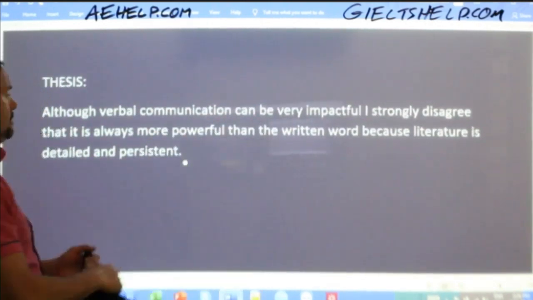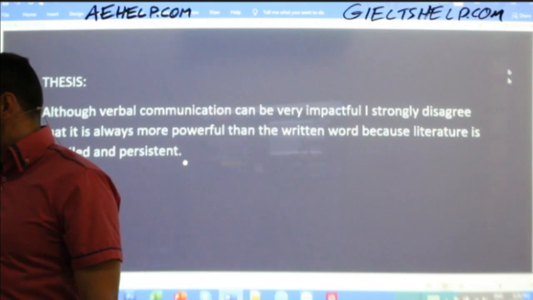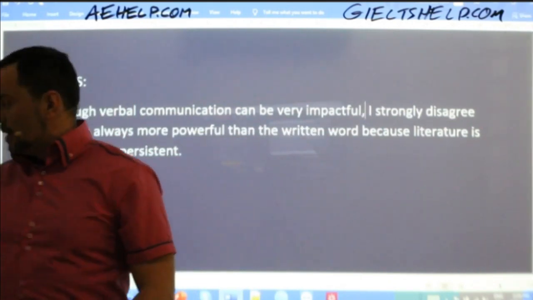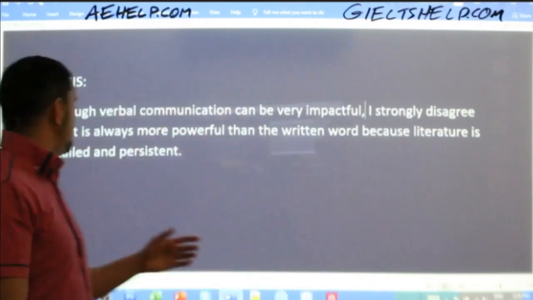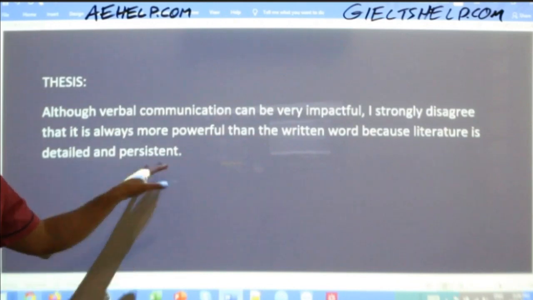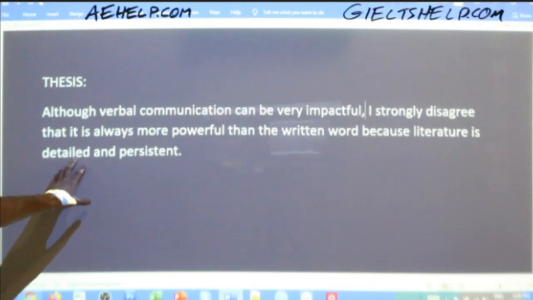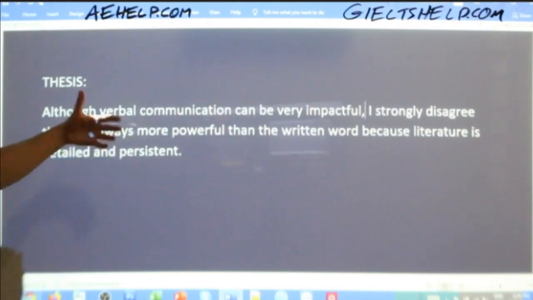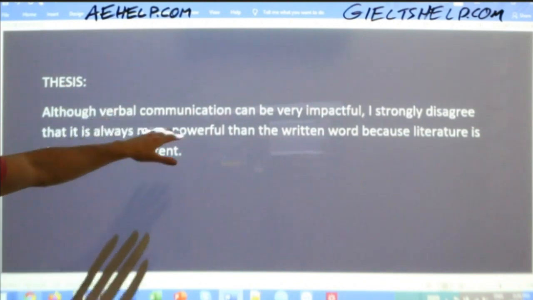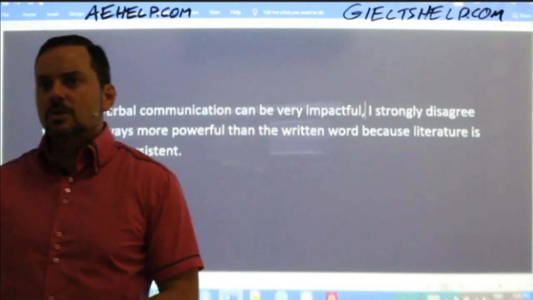This is my thesis statement for this. Although verbal communication can be very impactful, let's put that comma in there, I strongly disagree that it is always more powerful than written word because literature is detailed and persistent. Okay? So here, I'm going to make my argument in my body paragraphs that in certain contexts, the written word is stronger than verbal communication, and therefore I disagree with the statement that verbal communication is always more powerful. Does that thesis make sense to this question?